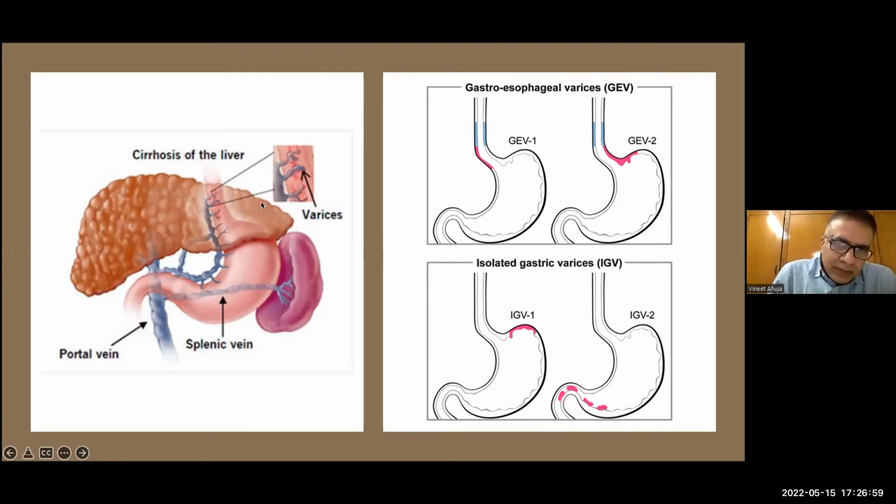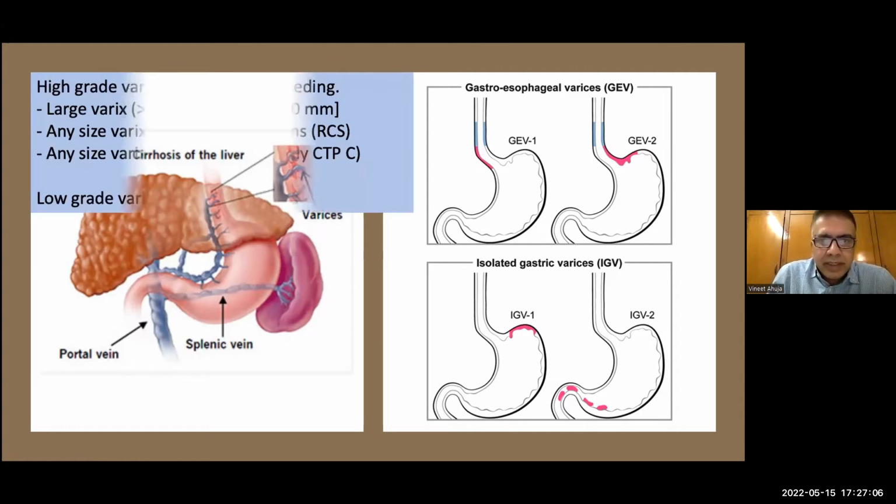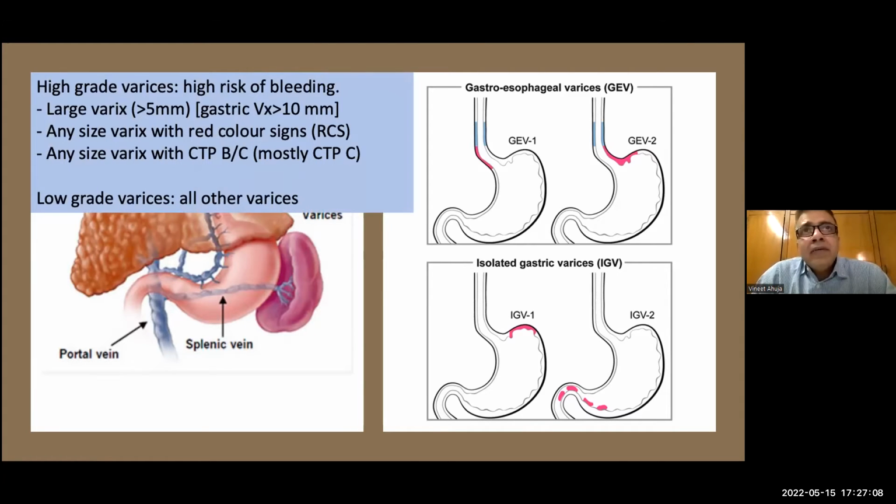Although esophageal varices are prominent, isolated gastric varices or fundal varices are notorious for torrential bleeding. A simple definition of a high-risk varix is one with a high risk of bleeding, that is, the high-grade varices. High-grade varices are more than 5 millimeters in size. For gastric varix, we take a cutoff of 10 millimeters. Any varix with a red color sign, or any size varix in, let us say, Child-Pugh class C. We'll talk about Child-Pugh class C further on.